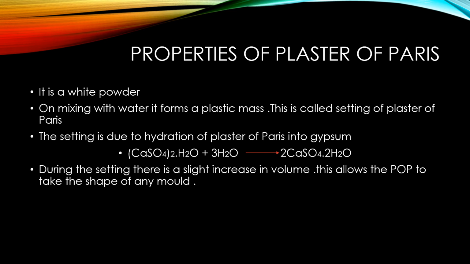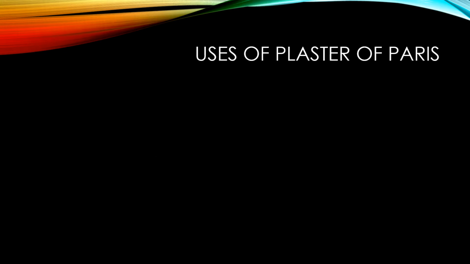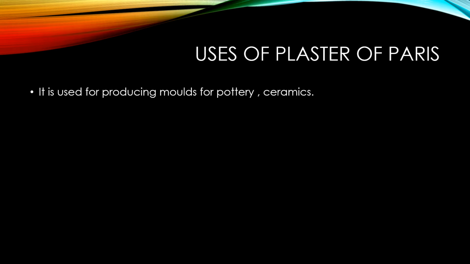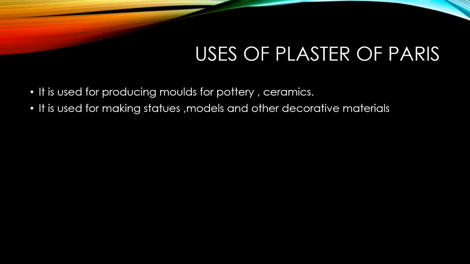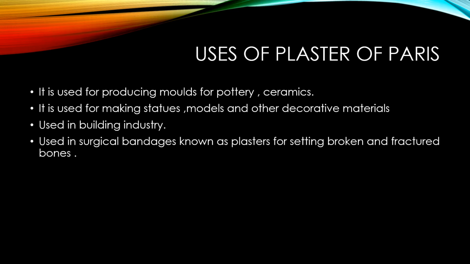During the setting, there is a slight increase in volume. This allows the plaster of Paris to take the shape of any mold. The uses of plaster of Paris are: it is used for producing molds for pottery and ceramics. It's used for making statues, models, and other decorative materials. Used in the building industry. Used in surgical bandages known as plasters for setting broken and fractured bones. It is also used in dentistry.